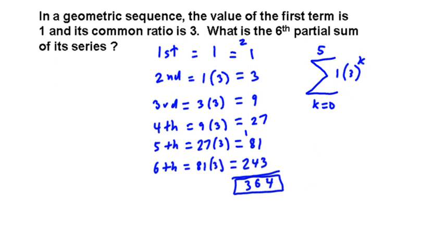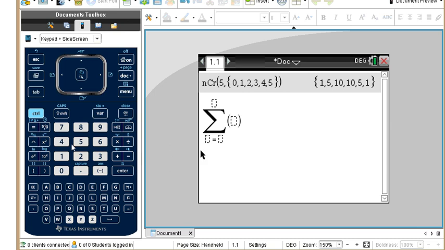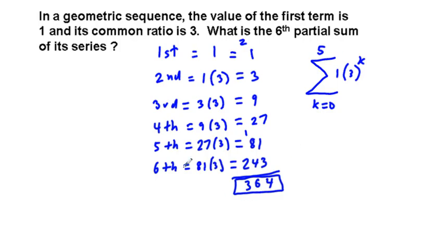So if we go to our calculator, we can go to right next to the 9 here, pick this key. We'll have k equals 0 all the way up to 5. And over here we'll have 1 times 3 to the power of k, and I hope we get 364. Yeah, we do. So 364 is our correct answer for this one.